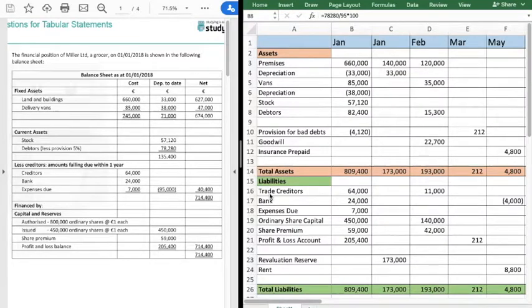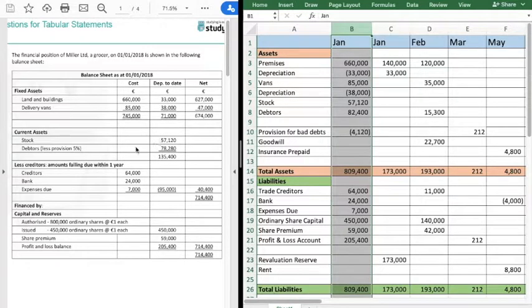I'm just going to go through this step by step, hopefully to help you in your revision and just clear up any issues that you have. So obviously we're starting in January here, and we are just filling in from the balance sheet. So the 660 minus the 33,000 depreciation, 85 minus the 38,000 depreciation.